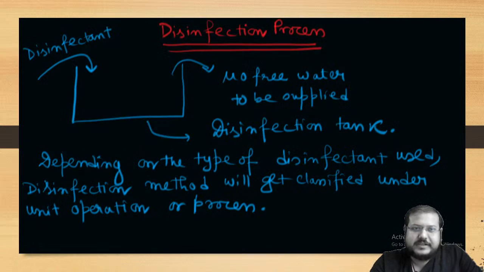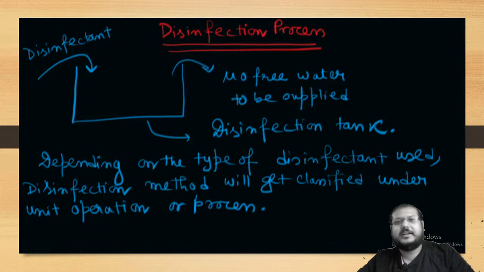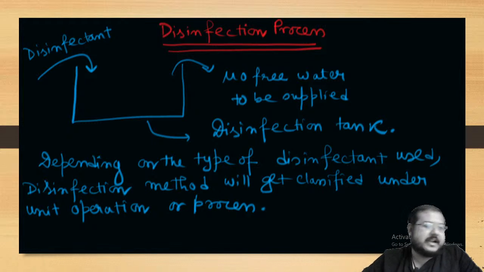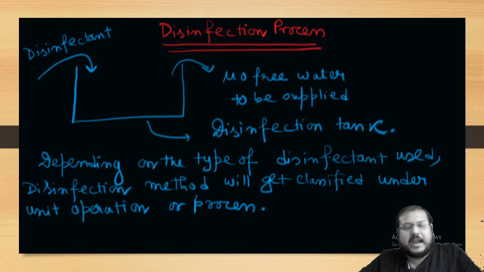So disinfection is the process where there will be a tank called a disinfection tank, and there we will put certain chemicals from outside, or it can be done by certain physical ways also, and that is called a disinfectant. And after some time, we will get microorganism-free water which we need to supply.